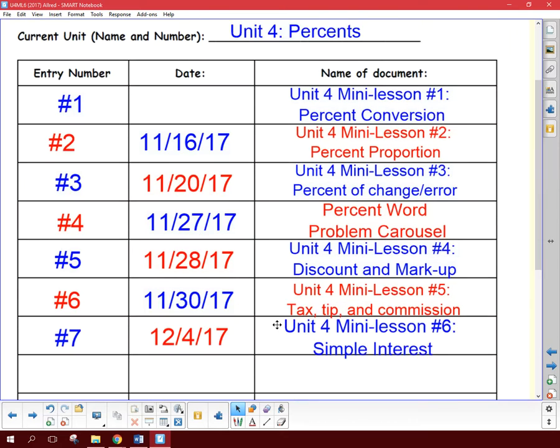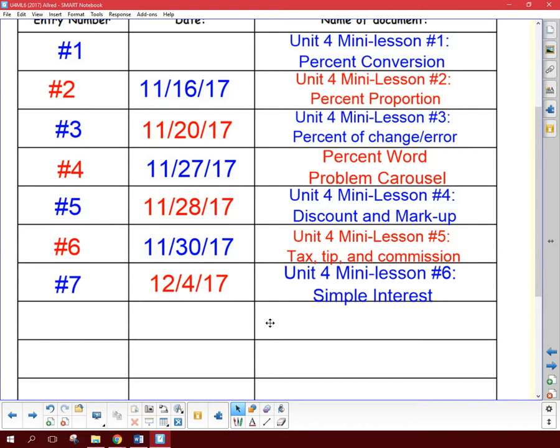So here we go. Today's mini lesson is entry number 7 in your table of contents. Everyone in the room should be writing that down in their table of contents right now, because look around the room, I'm not in the room, so you're going to want to make sure you stay super organized today. This is entry number 7 in the table of contents, and it's our last mini lesson in Unit 4.